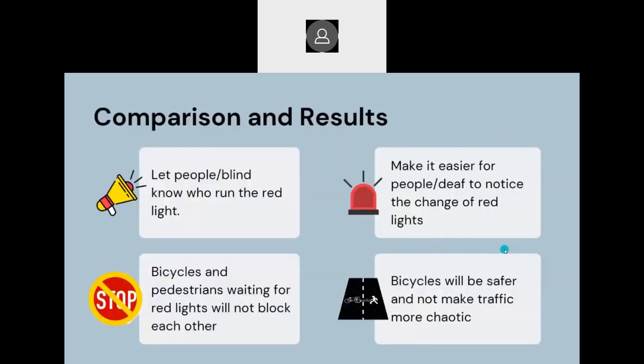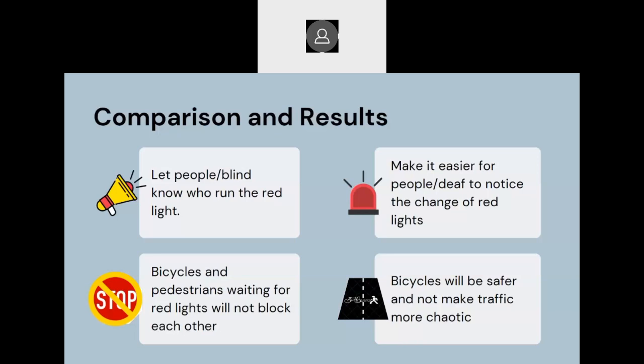Hi, I'm Julie. Our improvements reduced the previous problems. After we added a buzzer, it lets people know that they are running a red light, especially the blind. Also, after we added an LED strip on the road, it lets people notice that the green light has already changed to a red light. These two improvements reduce the chance of accidents happening.